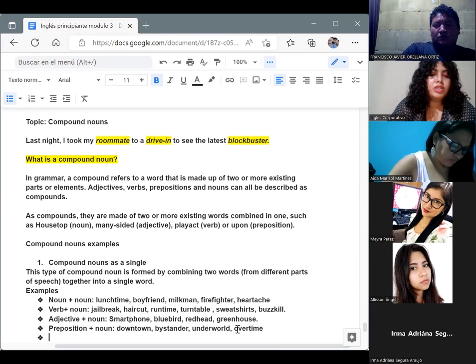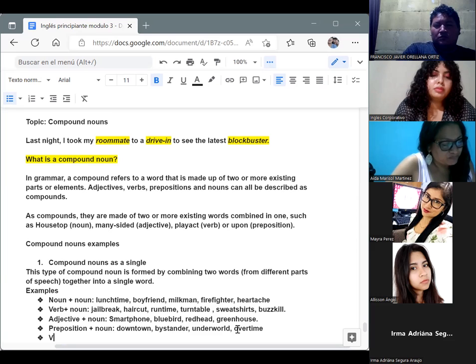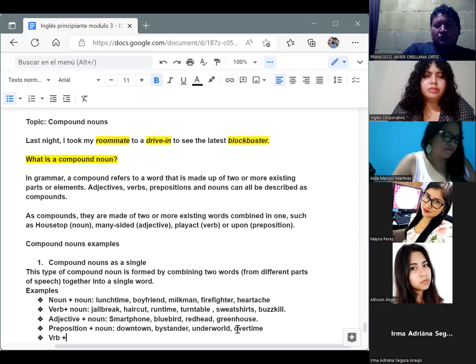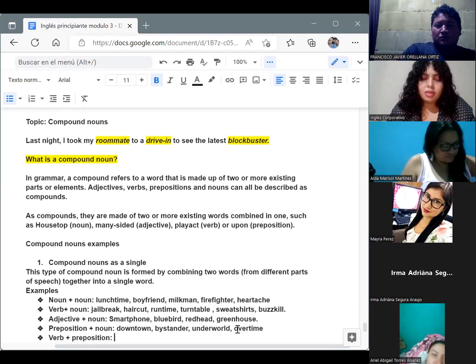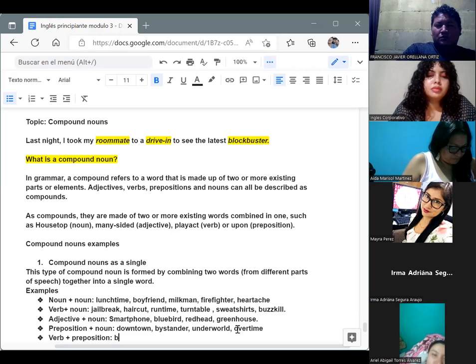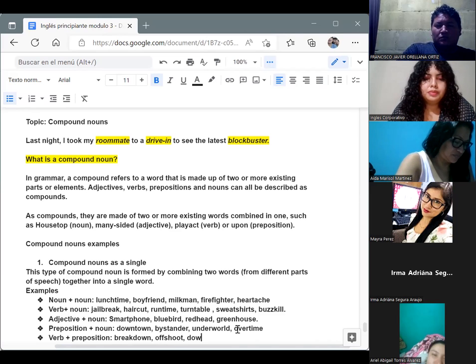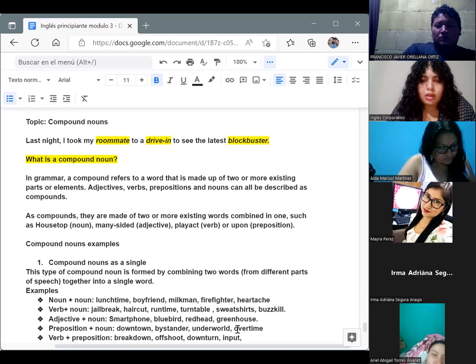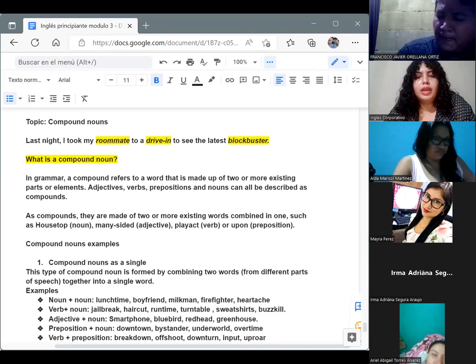Then we have verb plus preposition. In this case, we're not using nouns. Aquí no vamos a utilizar nombres, sino que vamos a utilizar verbo y preposición. We have breakdown. Offshoot. Downturn. Input. Uproar.